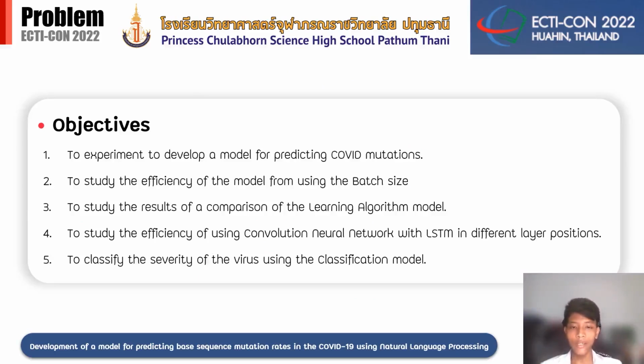Objective 1. To experiment to develop a model for predicting COVID mutation. 2. To study the efficiencies of the model from using the batch size. 3. To study the results of a comparison of the learning algorithm model. 4. To study the efficiency of using convolutional neural network with long short-term memory in different layer positions. And 5. To classify the severity of the virus using the classification model.